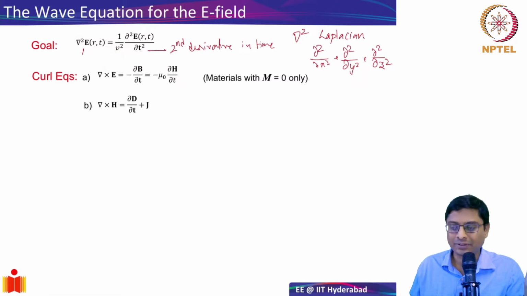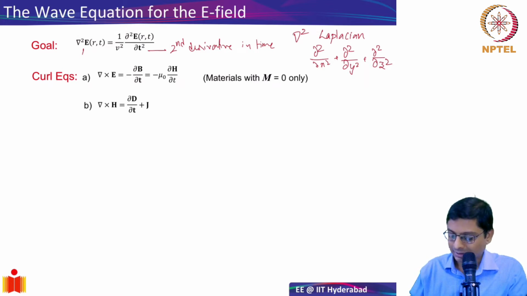So how do we get this wave equation? We will start with the curl equations given by Maxwell. We'll also make an assumption that the magnetization is essentially 0, so we'll only take B to be mu naught H. This is the assumption we're making. With that, I have curl of E, which is given by minus the partial derivative of B with respect to time, and that will be minus mu naught times the partial derivative of the magnetic field with respect to time.